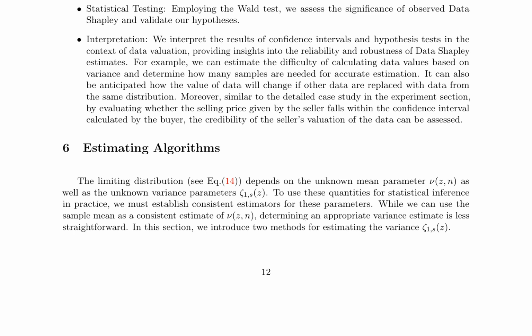The results from these tests are then interpreted in the context of data valuation, providing insights into the value of different data points within a dataset. A key aspect of this process is the estimation of variance, which is achieved using two algorithms detailed in Section 6. The importance of variance estimation cannot be overstated, as it plays a pivotal role in statistical inference. The methods used to achieve this estimation are critical for ensuring the accuracy and reliability of the results obtained.